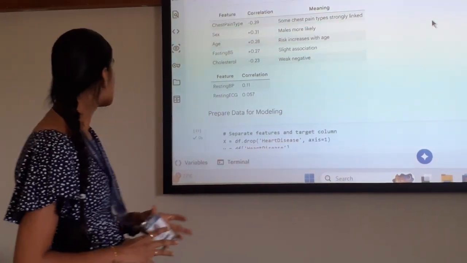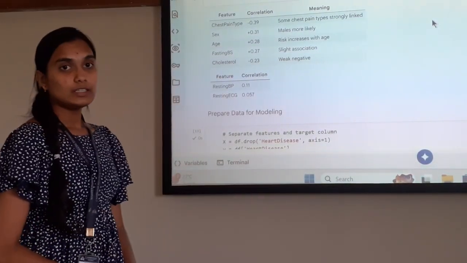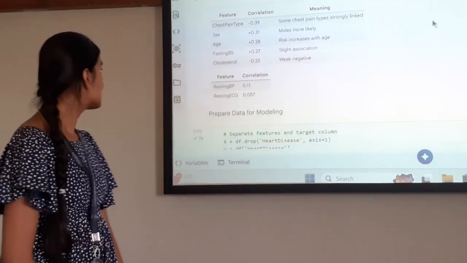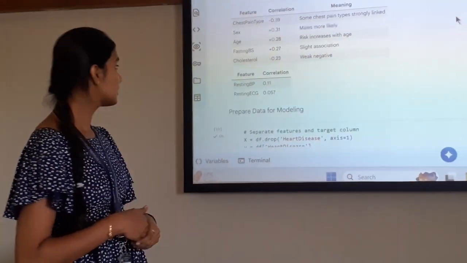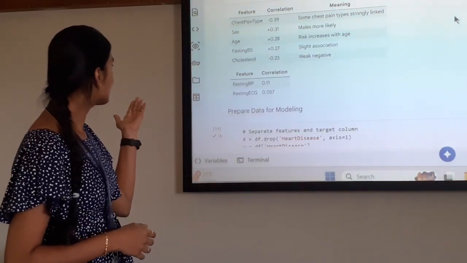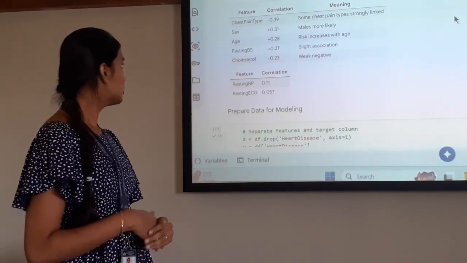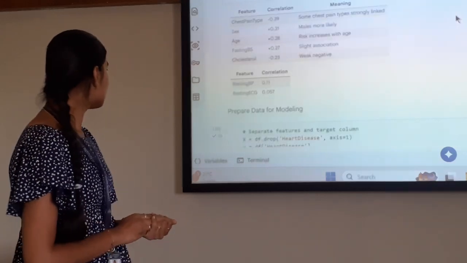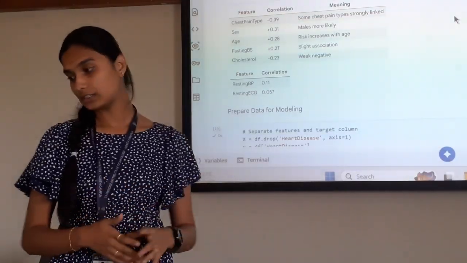Here chest pain type, around minus 0.39, is strongly linked, and males are more likely to get heart disease compared to females. Around age 50 to 60, risk increases with age. Fasting sugar has a correlation of around plus 0.27, slightly associated, and cholesterol, minus 0.23, is weakly negative. The weak features are resting BP and resting ECG, which are not affecting it much.